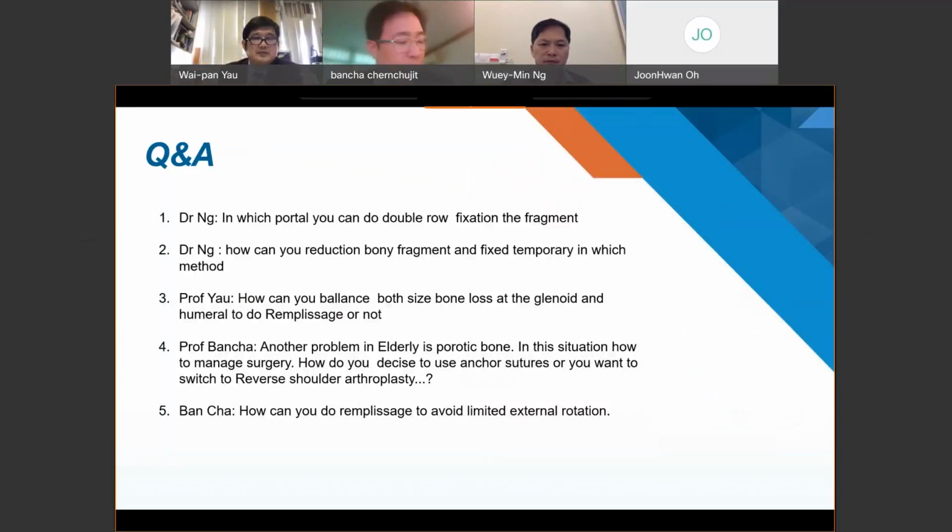How about you, Prof. Ng? Do you love LEM research or not? Do you have any problem with external rotation loss in your experience?